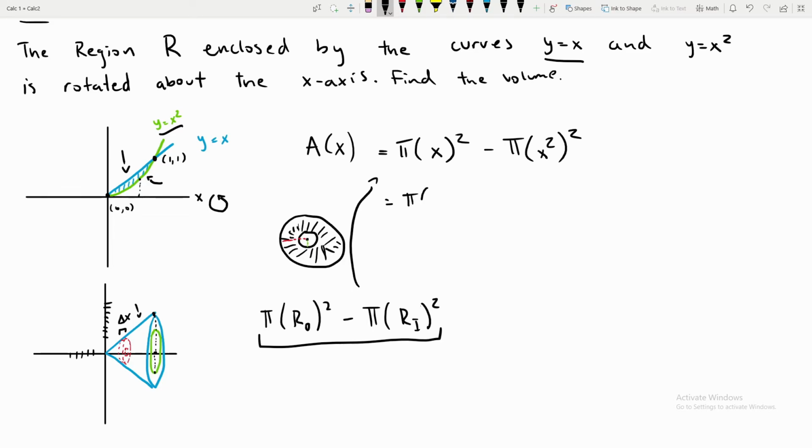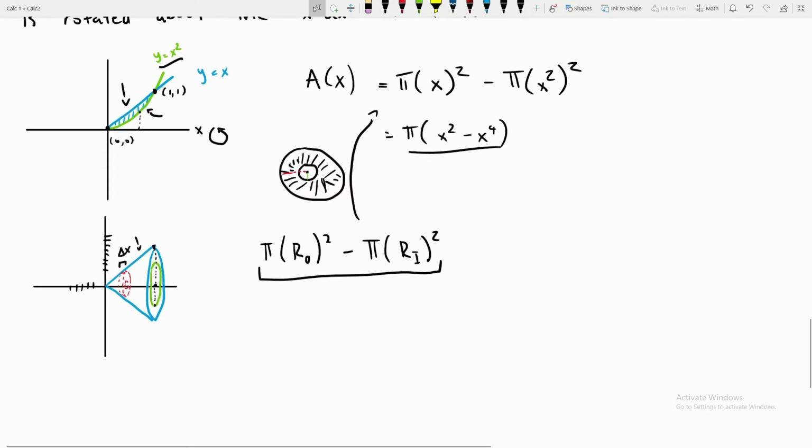Now I can go on to simplify this and say that it's pi times (x squared minus x to the fourth). And there we go. We have computed the area of an arbitrary cross section. All that's left to do is to sum up all of the areas by using the integral. The last thing that we want to do is figure out the bounds of integration. Now we know that because we're taking dx over here, or delta x, our bounds are going to be in terms of x.